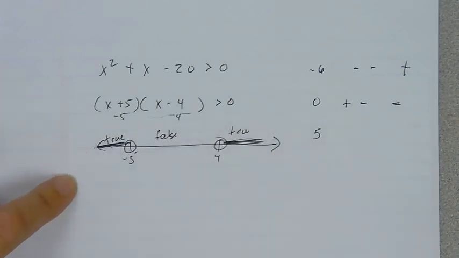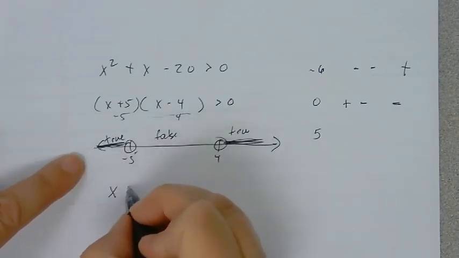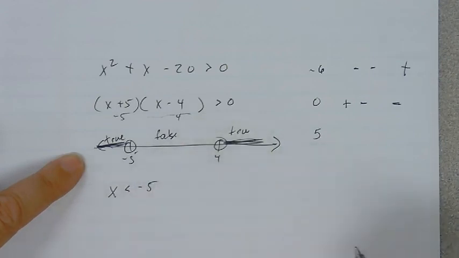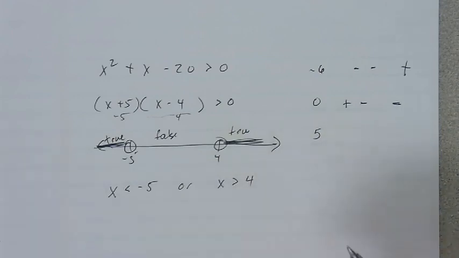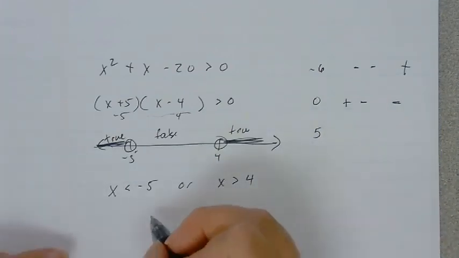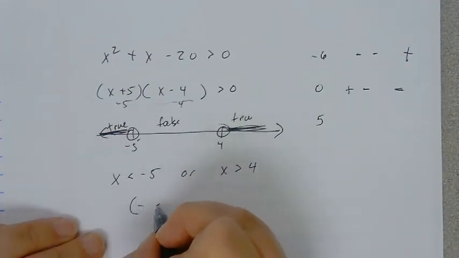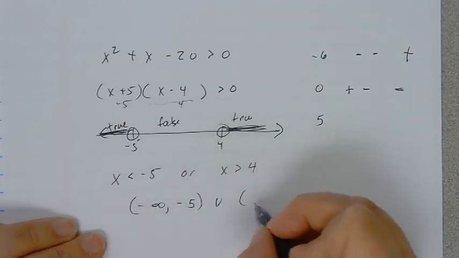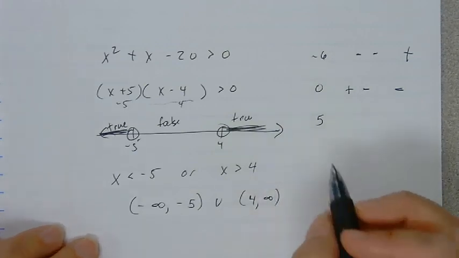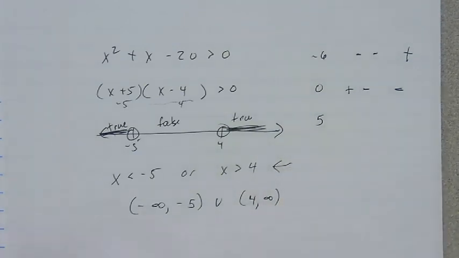So here's how I would write that. X is smaller than negative 5, or x is bigger than 4. If we wrote this in interval notation, I would write parenthesis, negative infinity to negative 5 parenthesis, 4 to infinity parenthesis. But I believe you can type your answer in just like that.